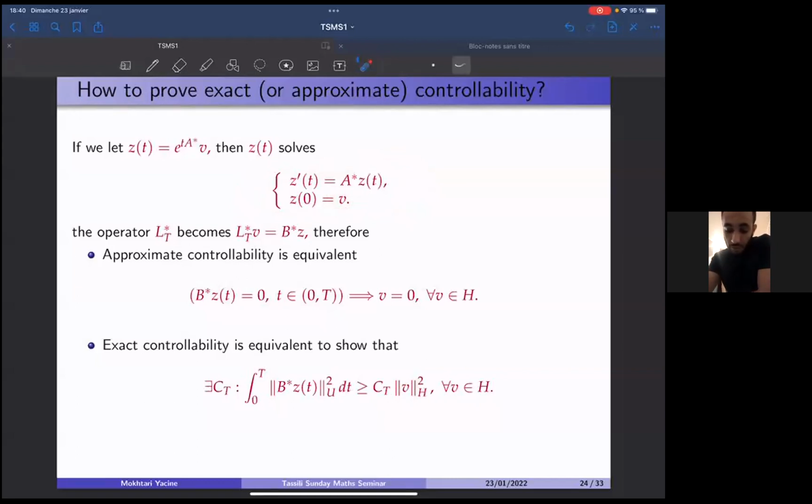Why is this more simple? Because in general, we can multiply this system by some quantities and make some integration by parts until arriving here or here. There is no general method to prove these two properties, but there are some techniques in the literature.